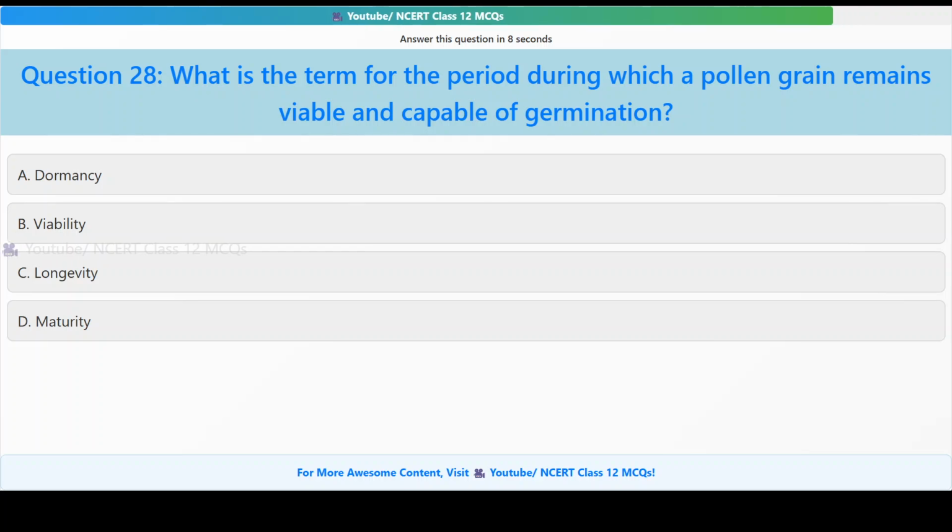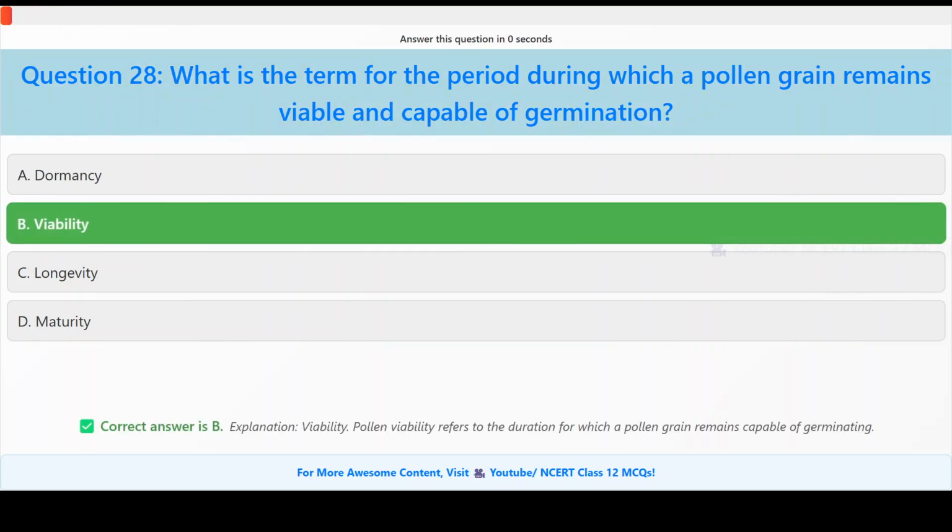Question 28. What is the term for the period during which a pollen grain remains viable and capable of germination? Viability. Pollen viability refers to the duration for which a pollen grain remains capable of germinating.